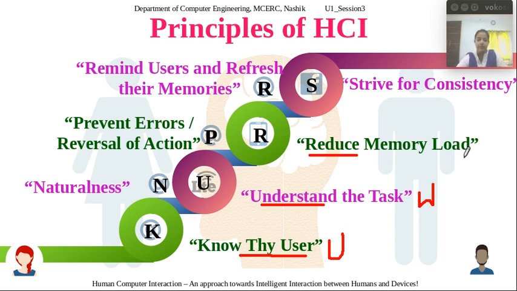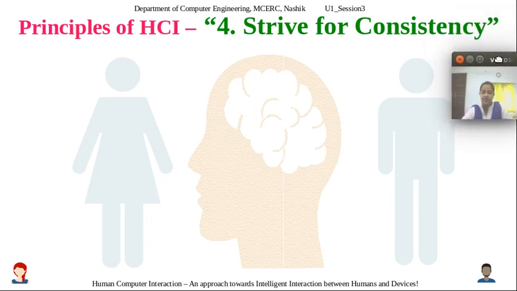So moving on, let us first discuss the fourth principle of HCI, that is strive for consistency. Now again I want you to concentrate on the term consistency. What does the term consistency mean? Consistency means continuity in something. Yes or not? Whenever we consider the term consistency, you can take it in two ways. That means there can be a positive reflection of this term as well as a negative reflection also.